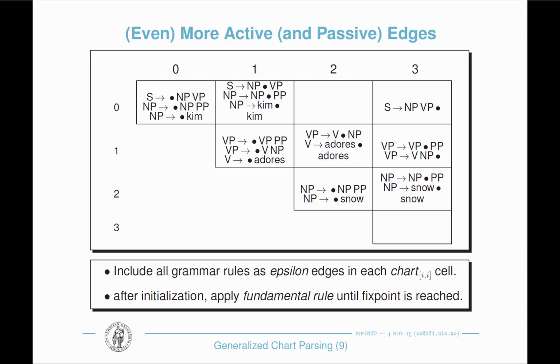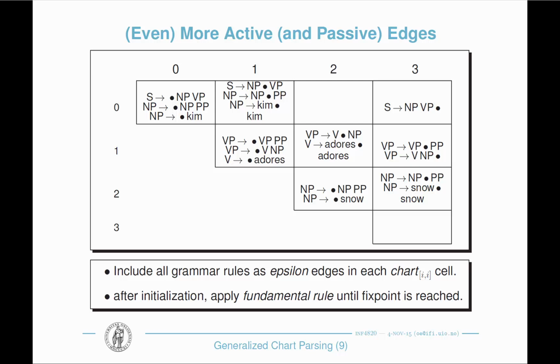There's no word there, so that's the empty string preceding Kim. 1 to 1 is the empty string between Kim and adores. And in these cells, I have now put active edges that effectively correspond to the grammar rules. Active edges that have not found anything yet. And with this addition, what I'm doing is I include all grammar rules as what we call epsilon edges. Epsilon because epsilon denotes the empty string.